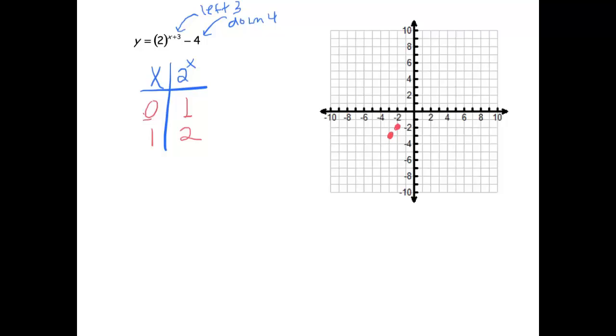So I'm going to draw that in here. So it used to start at y equals 0. Down 4 would move it to negative 4. So I'm going to graph the line y equals negative 4 as my asymptote. Right there.